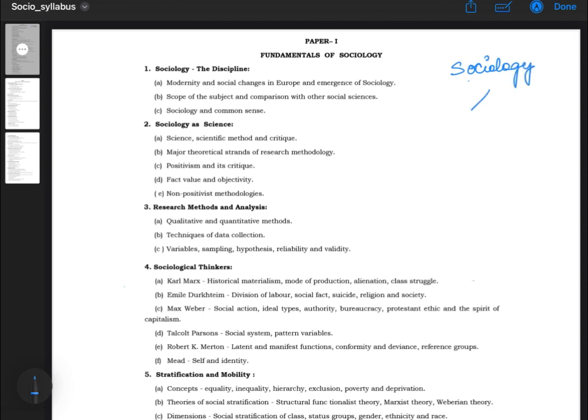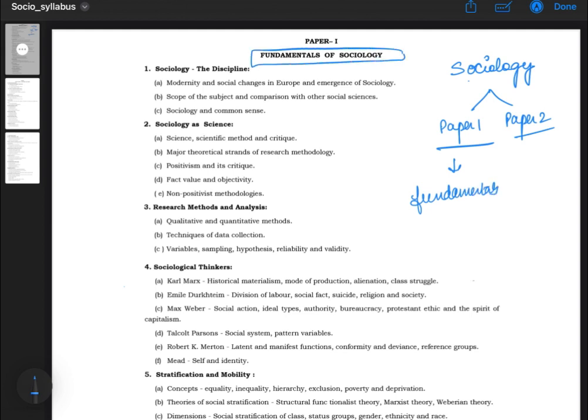So, the syllabus is divided into paper 1 and paper 2. Alright, so paper 1 is basically dealing with the fundamentals. What is the meaning of fundamentals? It is dealing with the basic concepts of sociology. Our base will be developed through paper 1. We will be studying about different methodologies, different theoretical strands, and different thinkers, and everything we will be applying on paper 2.